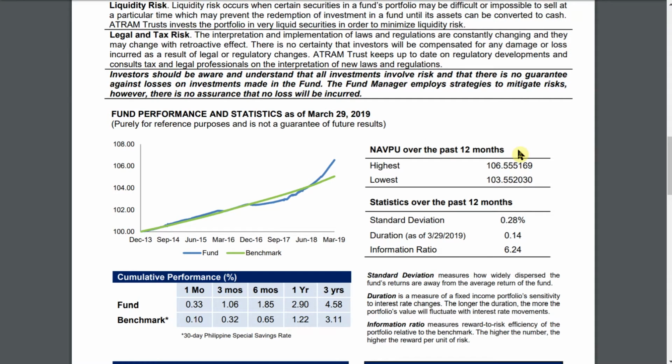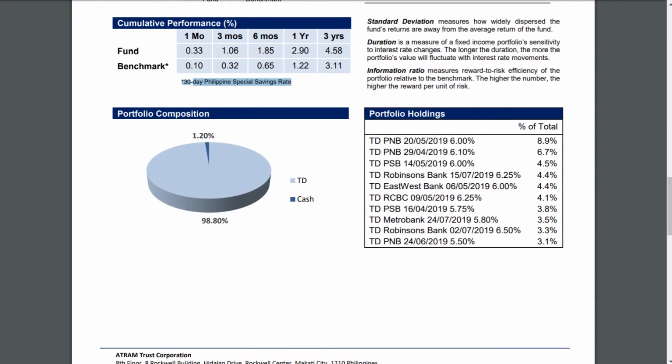Let's look at ATRAM's previous fund performance. Under the cumulative performance section, the fund has a benchmark of the 30-day Philippine special savings rate. The benchmark basically serves as a target. As you can see in the graph, the benchmark and the fund performance have been almost the same historically. But recently, starting about the second half of 2018, the fund has been outperforming the benchmark, which is probably because of their shift in investment strategy, heavily focusing on time deposit.